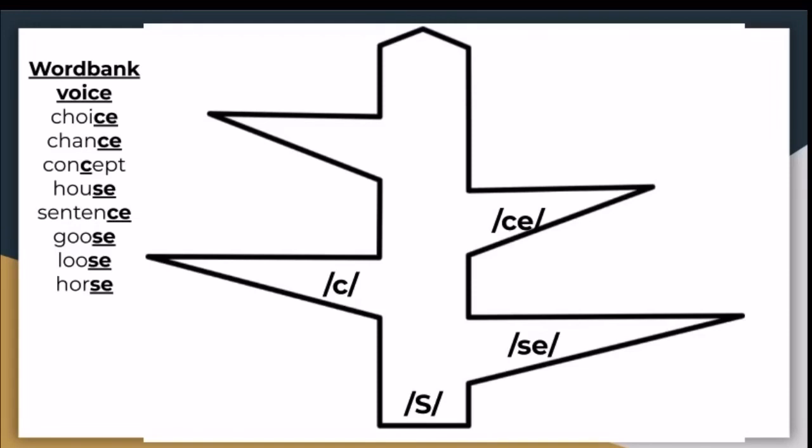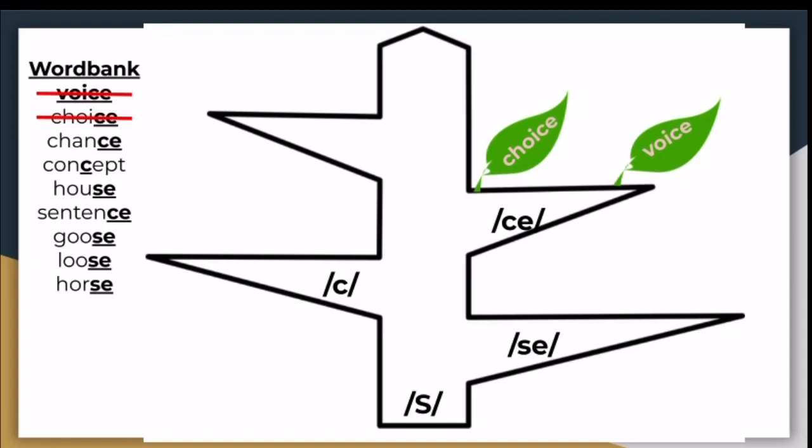Where does the word voice fit best on our spelling tree? Ding, ding, ding. If you said CE, you were correct. How about the word choice? Right. That also fits on the CE branch on the spelling tree for the S sound. How about the word chance? Ding, ding, ding. If you said the CE branch, you were correct because at the end of the word chance, you do hear the S sound, but it's spelled with CE.